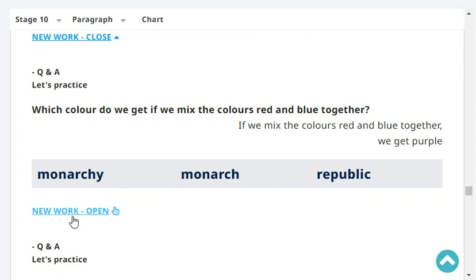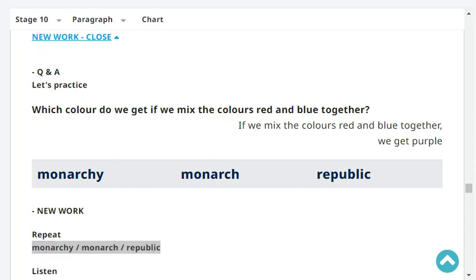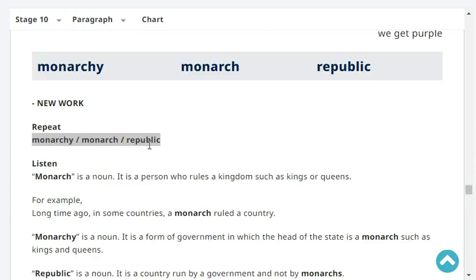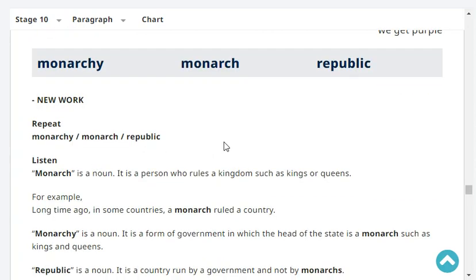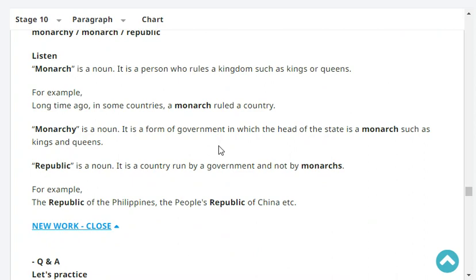Very good. Next, repeat. Monarchy. Monarch. Republic. Very good. Okay, listen. When we say a monarch, it's a noun. A monarch is a person who rules a kingdom, such as a king or queen. For example, long time ago, in some countries, a monarch ruled the country. Monarchy is a noun. It is a form of government in which the head of state is a monarch, such as a king or a queen. Republic is a noun.